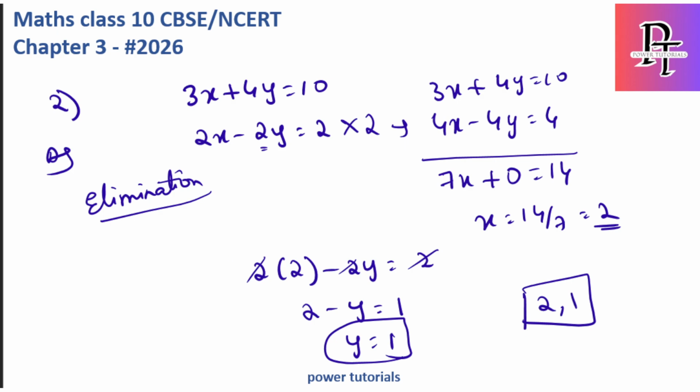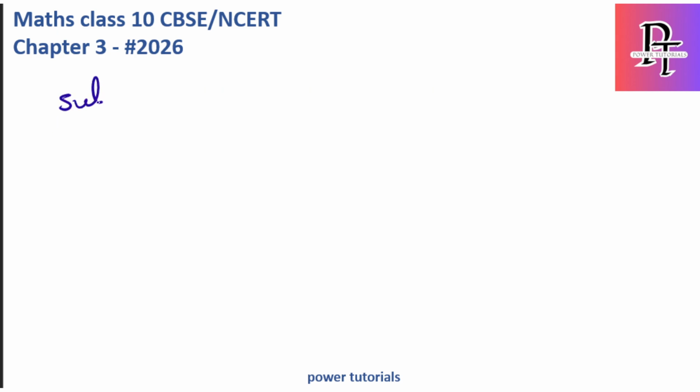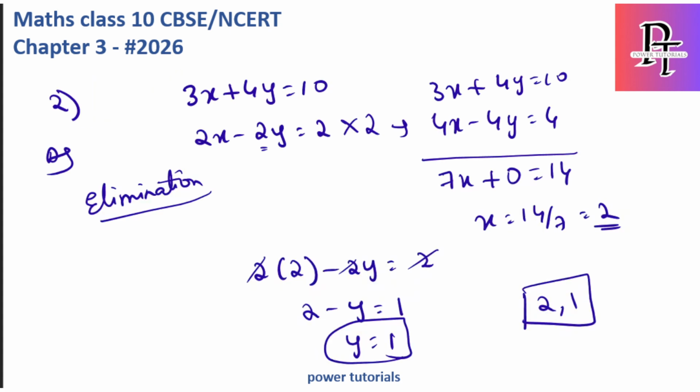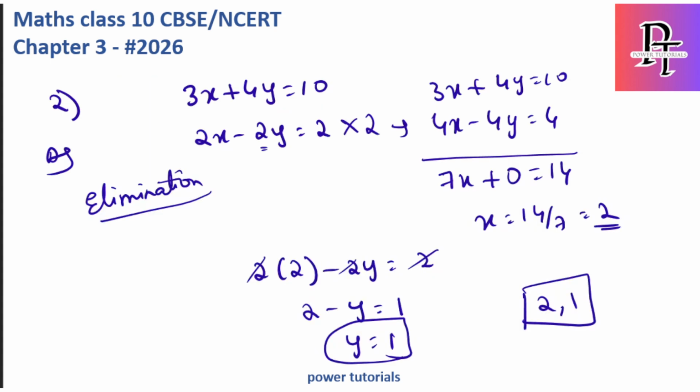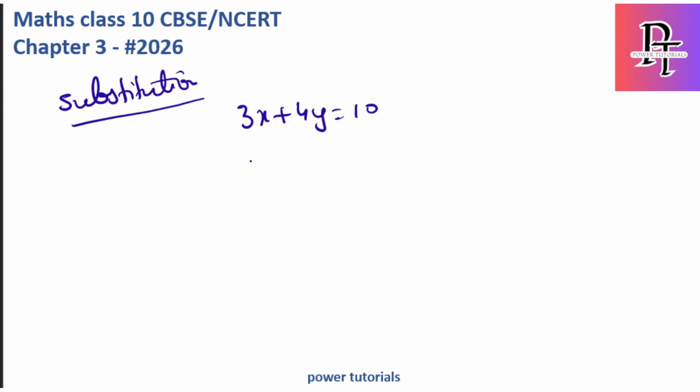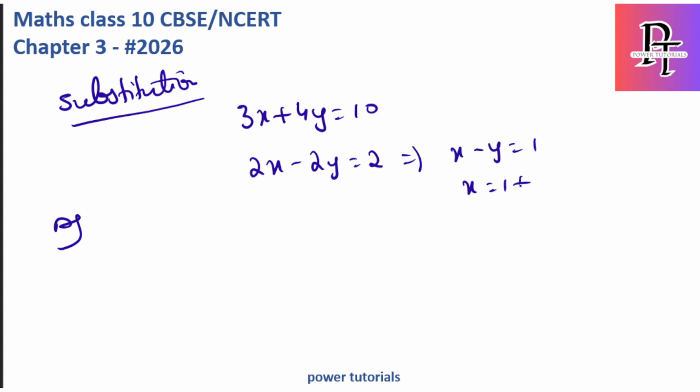Okay, now let's do the same question using the substitution method. Let's write the equations. 3x plus 4y is equal to 10. Second equation, 2x minus 2y is equal to 2. I'll use the second equation because this is easy. So simply x minus y is equal to 1, and x is equal to 1 plus y.